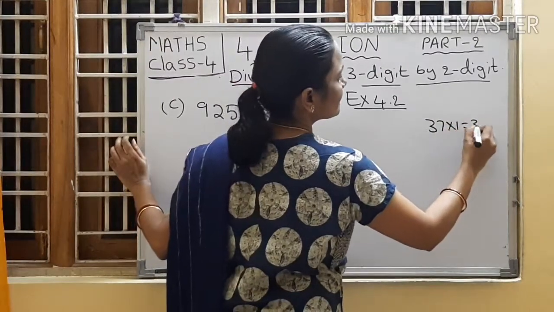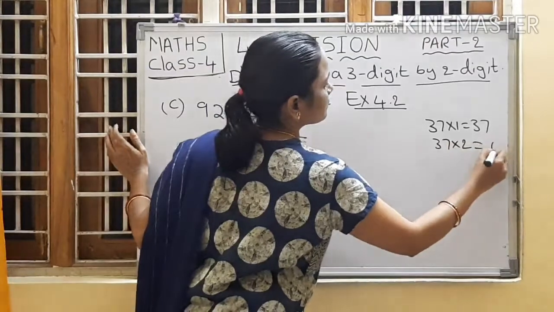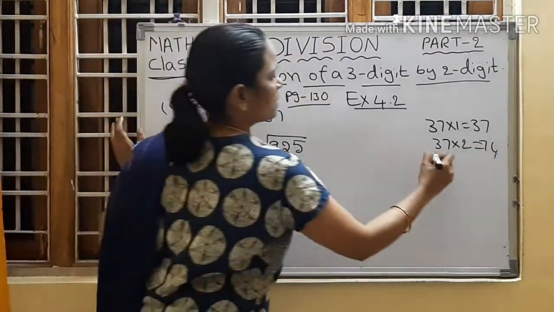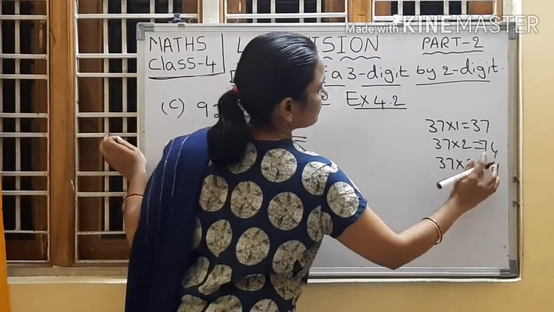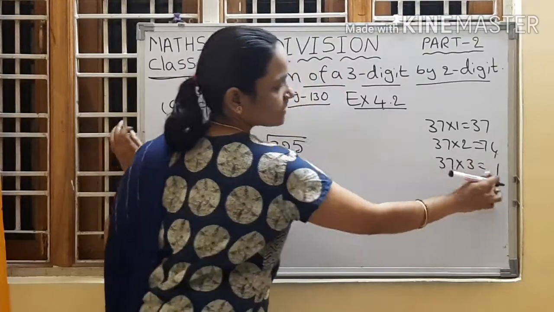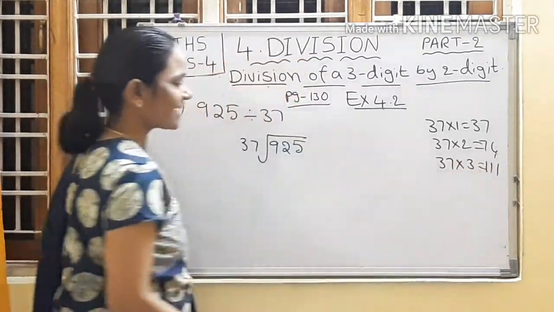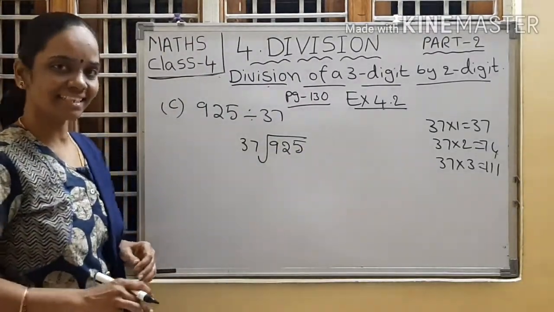37 ones are 37. 37 twos are 74. 37 threes are how much? 3 sevens are 21, 3 threes are 9, 9 plus 2 is 11. 111. So first, how many digits do I have to take into consideration, children?